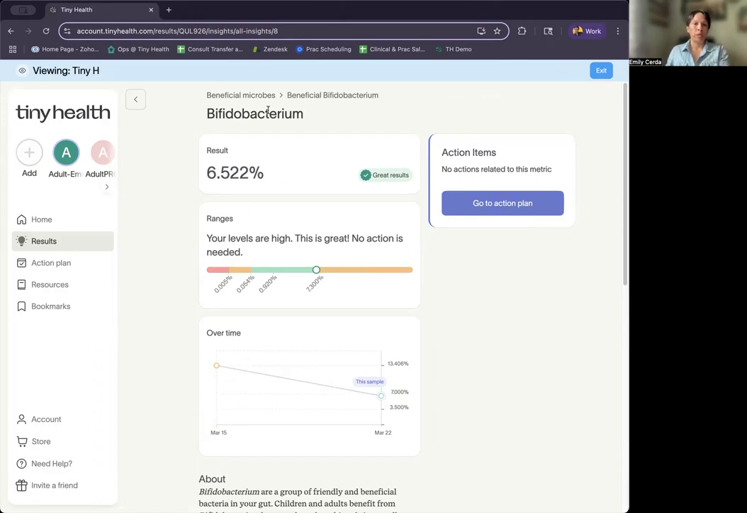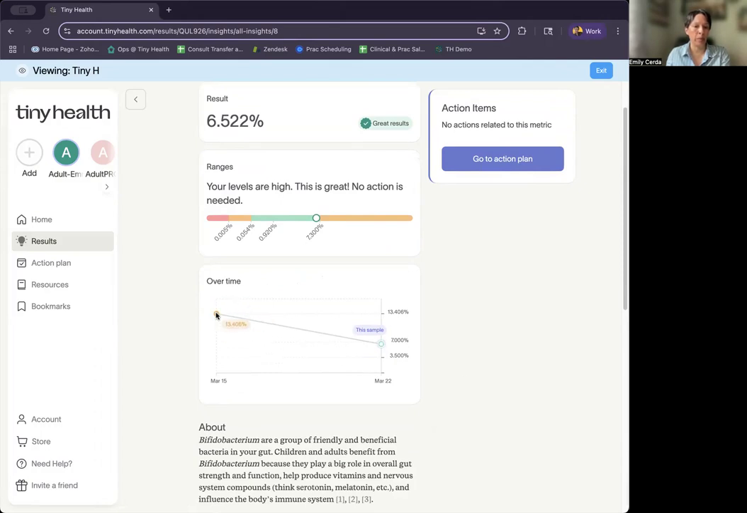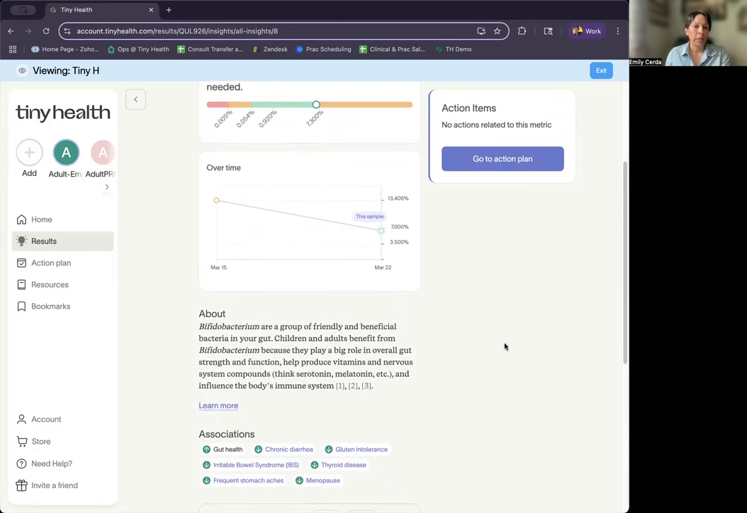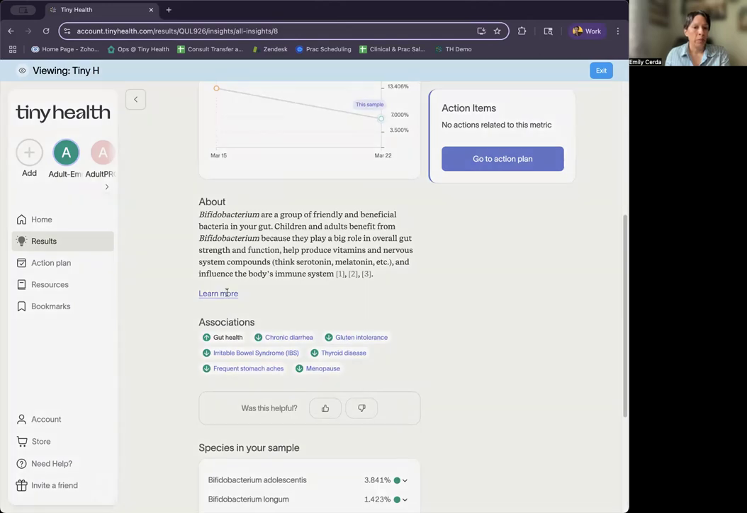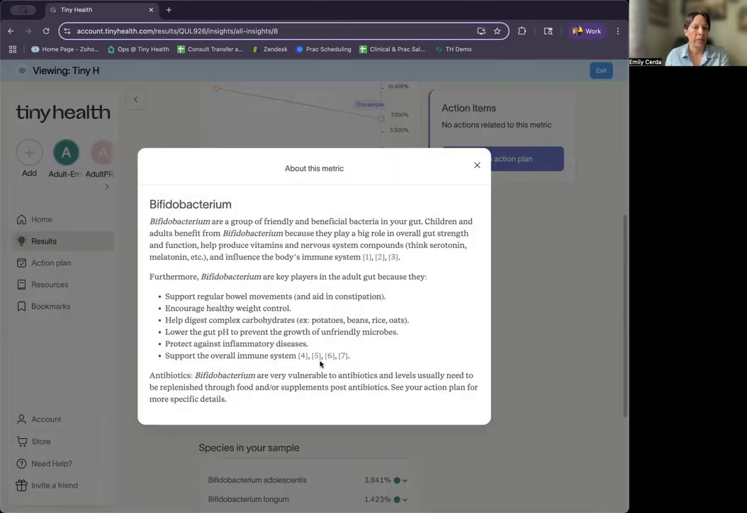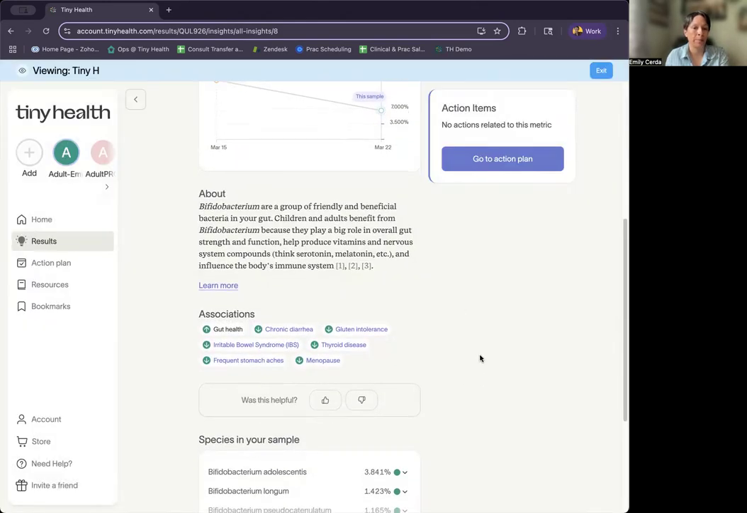So in this situation, like I said, I would not use a probiotic. But you can see that we get the relative abundance. This Bifido is taking up 6.5% of the microbiome for this individual. If they have resampled, we'll be able to see where the results were previously and where they are now, so you can start to see trends. You'll also be able to come down within the metric to learn more about Bifidobacterium. We have studies linked, and if you need a reminder about why Bifido might be important for this individual, you can check that out.